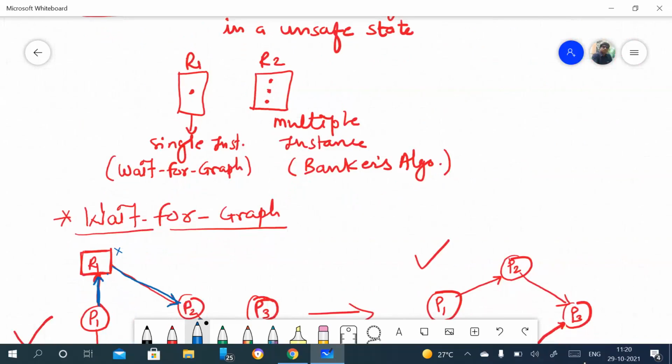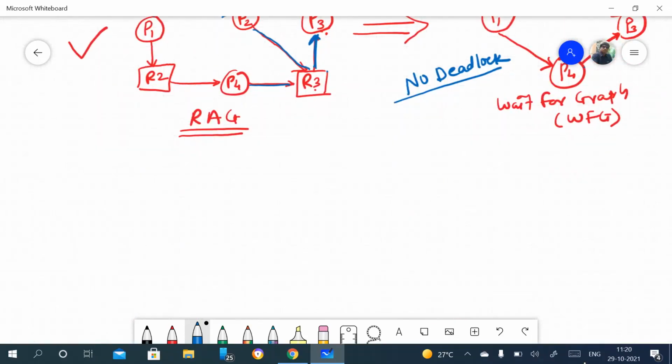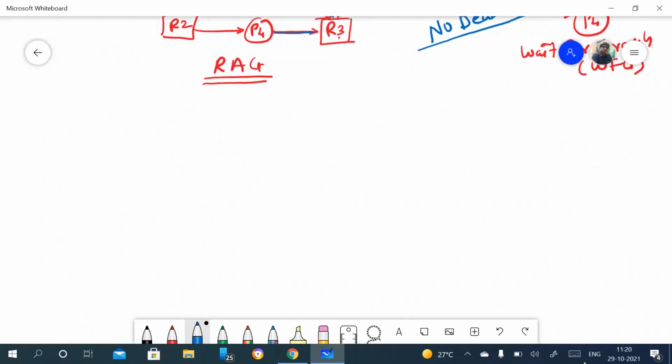Now here we'll go for the Banker's algorithm. Or we can take one example for this also. I'll take one example again so that you will understand here, right? For the safe state. Then we'll go for the Banker's algorithm.